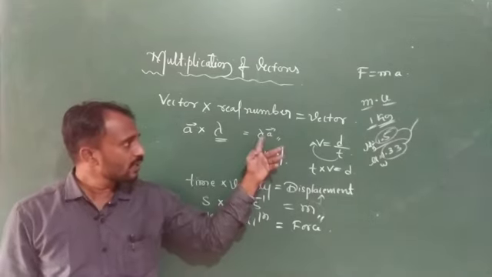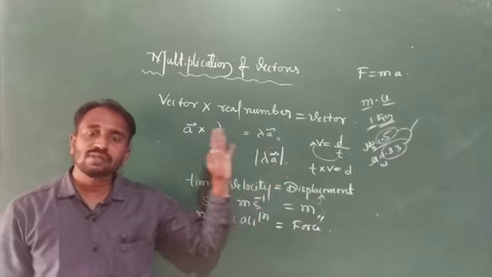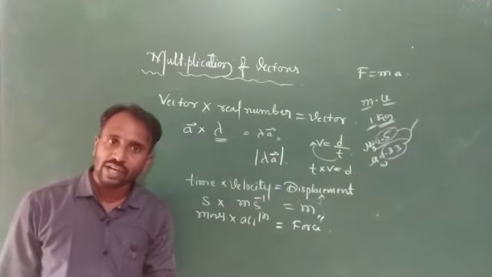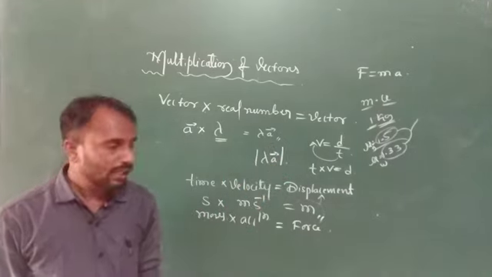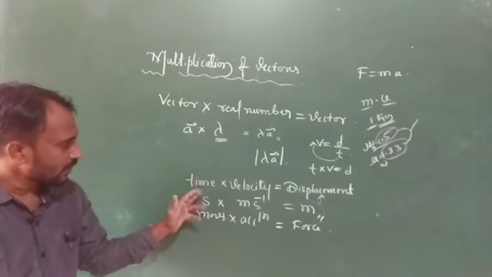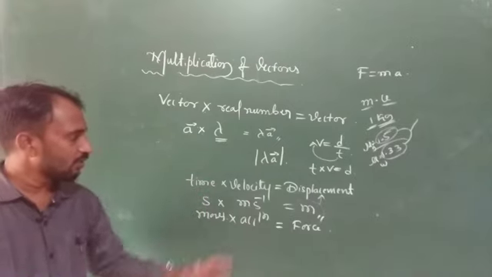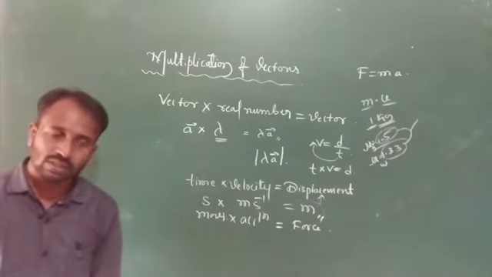So a real number multiplied with a vector quantity, finally we get a vector quantity. And here we consider units. Time, a scalar quantity, multiplied with a vector gives a vector quantity.